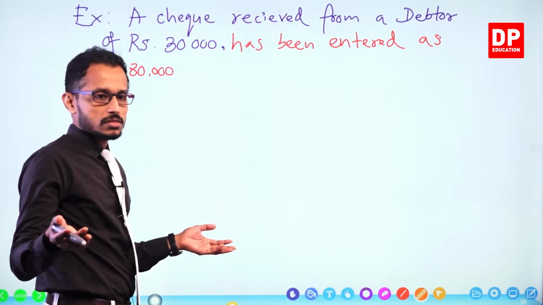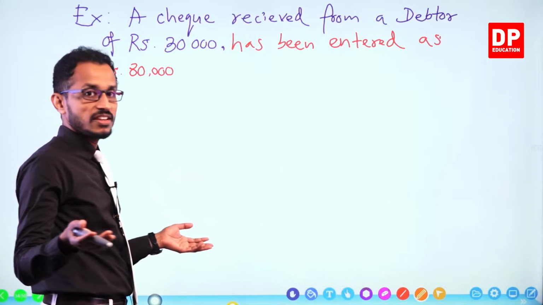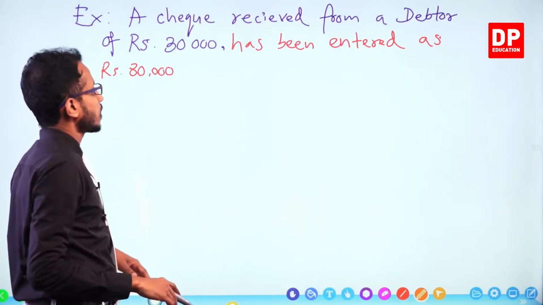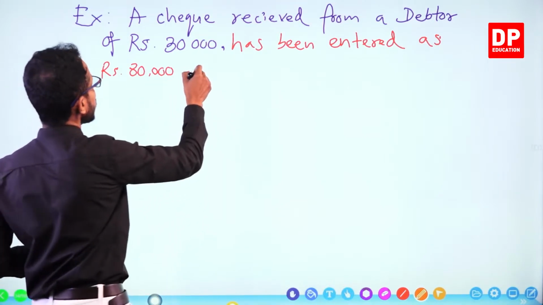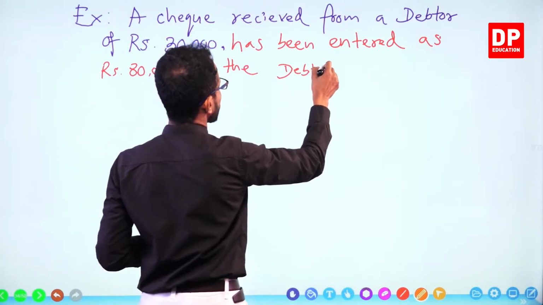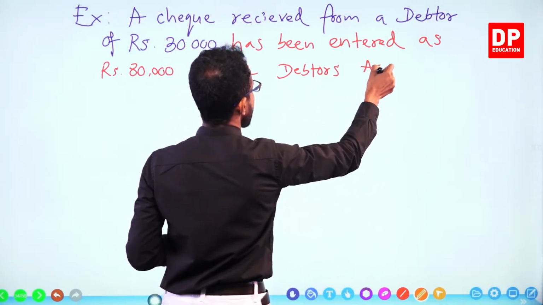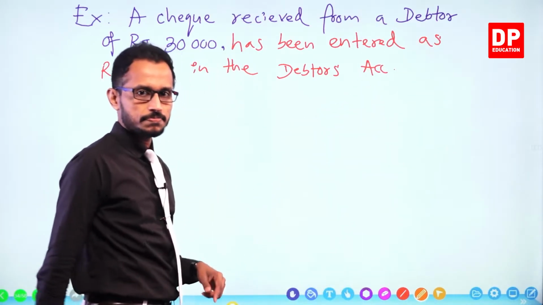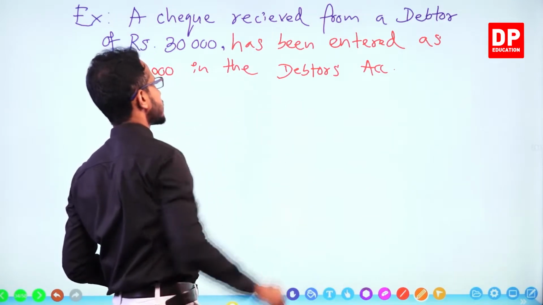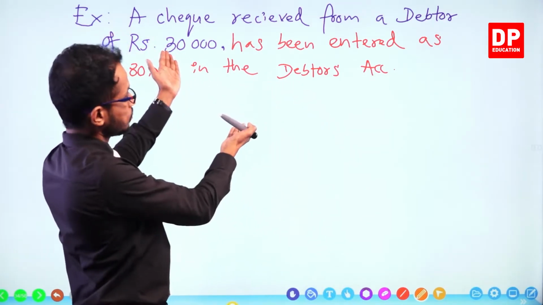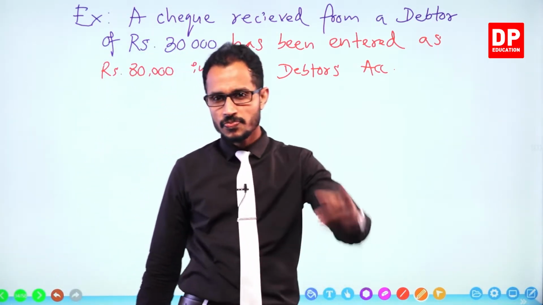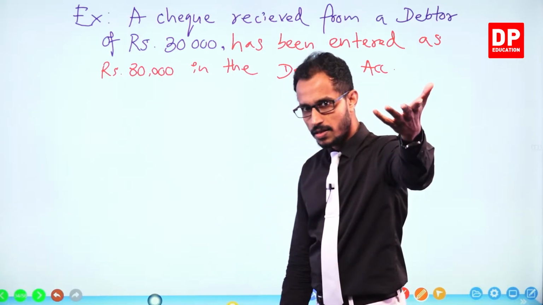Wow, that is a big difference. But that has happened, all right. It has been entered as 80,000 in the debtors account. Now this is the error. I want you to correct this error. Can you?